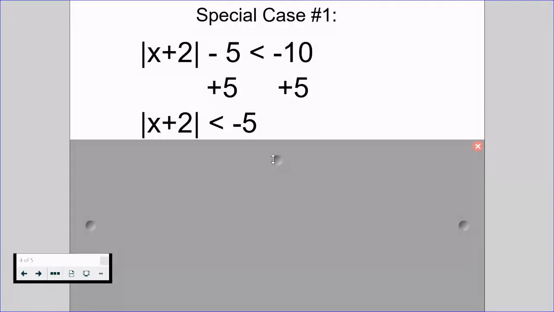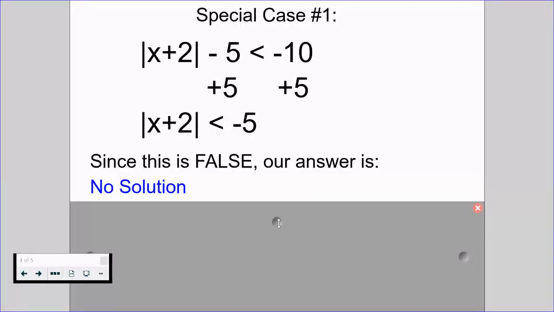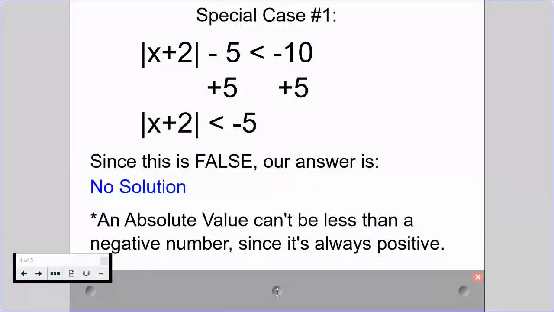We ask ourselves, can we simplify any more? No, we cannot. So let's look at what our current inequality says. We have the absolute value of x plus 2 is less than negative 5. But what do we know about absolute values? They're always going to be what kind of number? Yeah, they're always going to be a positive number. So is it possible to have a positive number be less than a negative number? No, this is false.